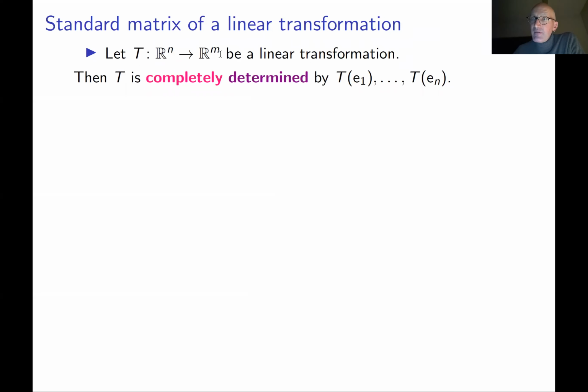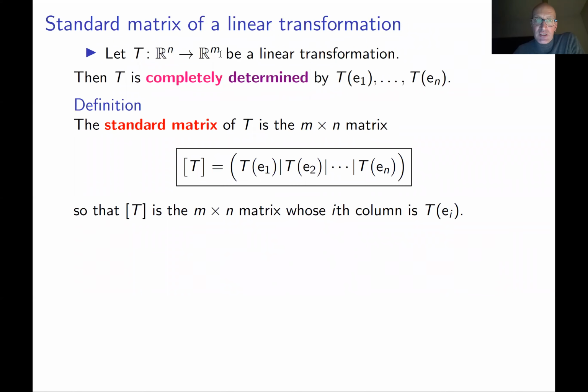This is a very important matrix. It is called the standard matrix of our linear transformation. By definition, this is an m times n matrix. Its columns are these vectors, T of E1, T of E2, ..., T of En, and it's denoted like the square bracket T. Okay, this is an m times n matrix, whose ith column is T of Ei.